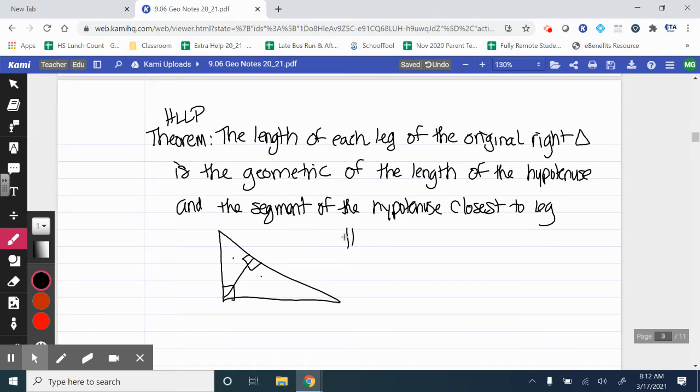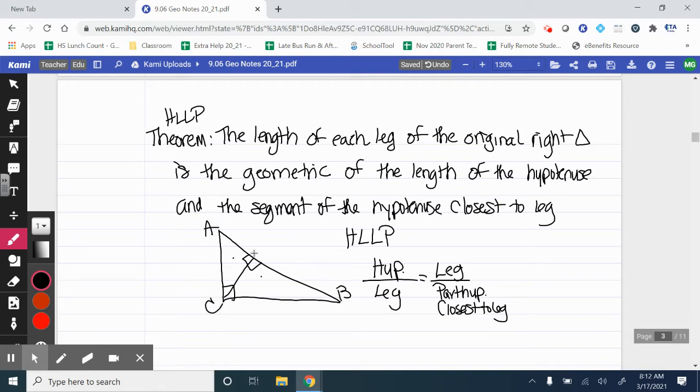So here we're going to use HLLP. So this is if you're not given the altitude and not looking for the altitude, we use this. So this stands for, H stands for the hypotenuse over a leg, and these are the hypotenuse of the entire big triangle, leg of the entire big triangle, equals leg over the part of the hypotenuse closest to the leg. So HLLP. So on this triangle here, let's again call it triangle ABC and D.